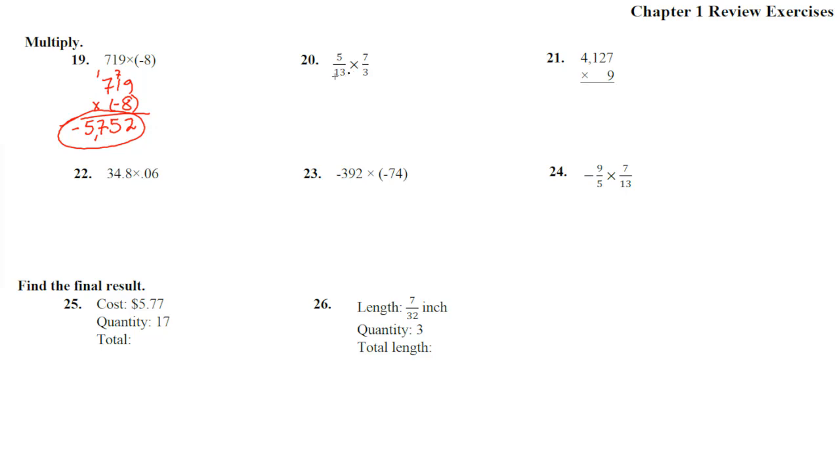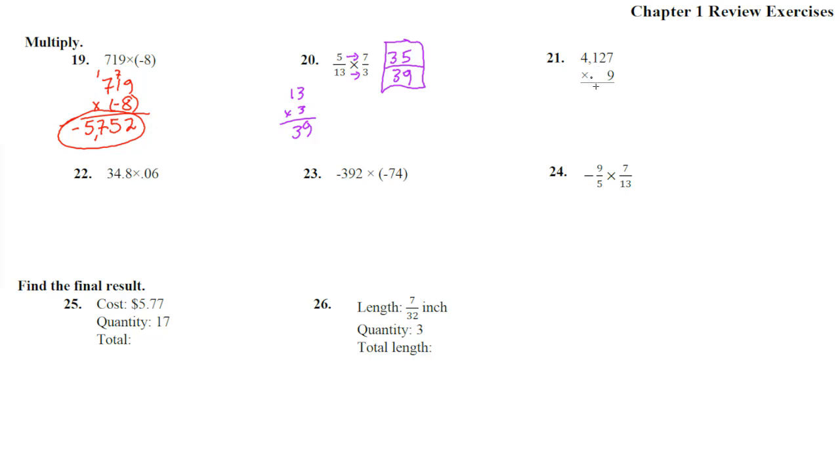Number 20. These are fractions, and the rules for multiplying fractions are straight across the top, 3 times 5 is 15. Straight across the bottom, 13 times 3. Might have to do that off here. 3 times 3 is 9. 3 times 1 is 3. 39. So 15/39ths. Excellent.